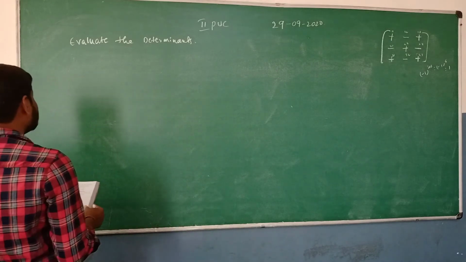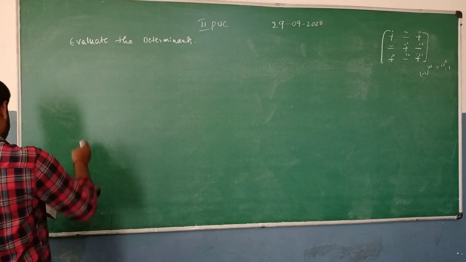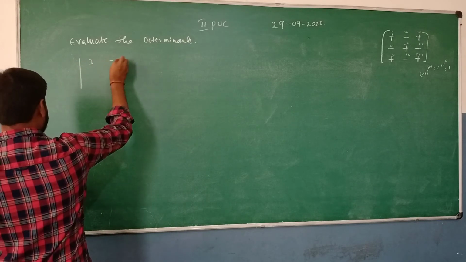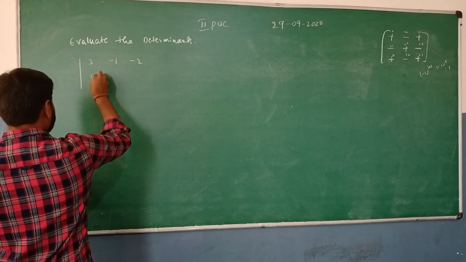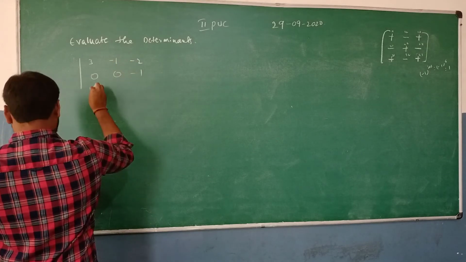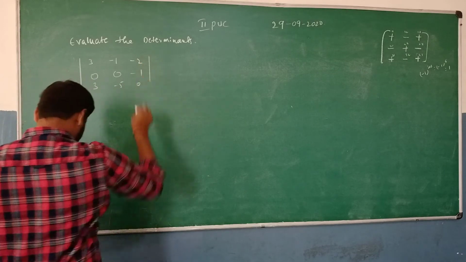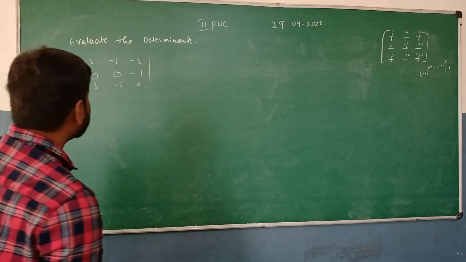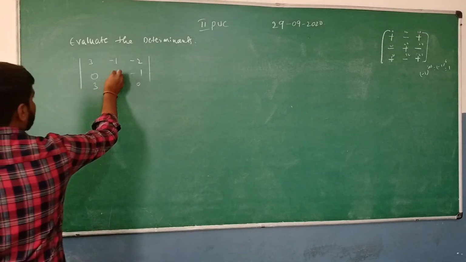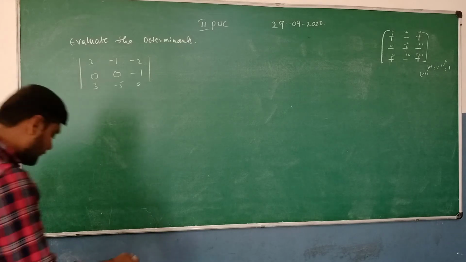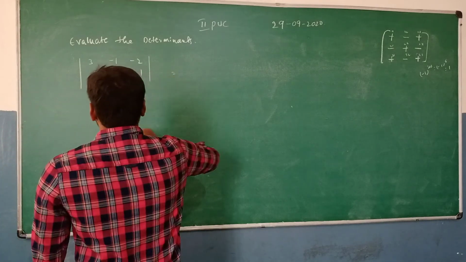Okay, the last problem is expanding the determinant. 3, -1, -2, 0, 0, -1, 3, -5, 0. So in which row is the maximum number of zeros present? Row 2 contains the maximum number of zeros, so we can directly expand through row 2.